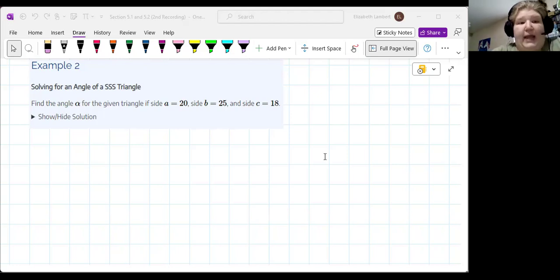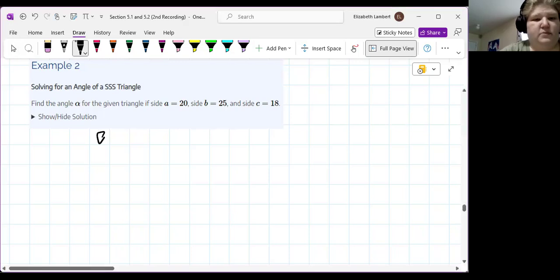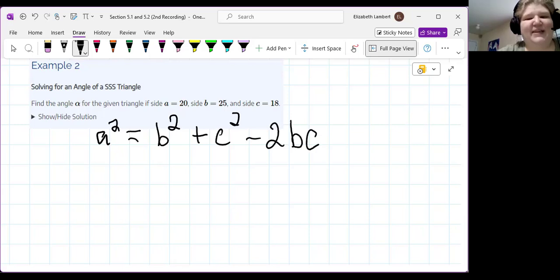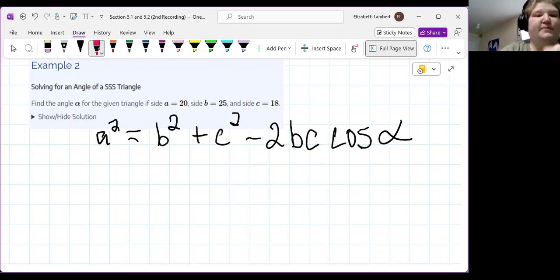They ask us for angle alpha and they give us A, B, and C. So that means we're going to use the cosine of alpha formula, so it's going to start with A squared. A squared equals B squared plus C squared minus 2BC cosine our unknown alpha.